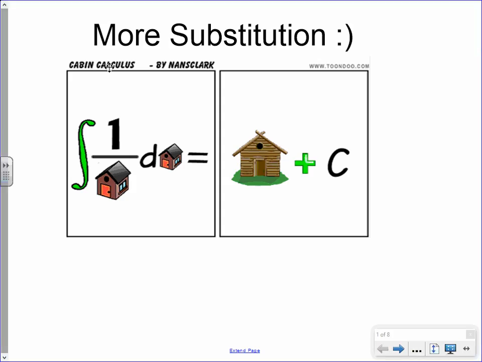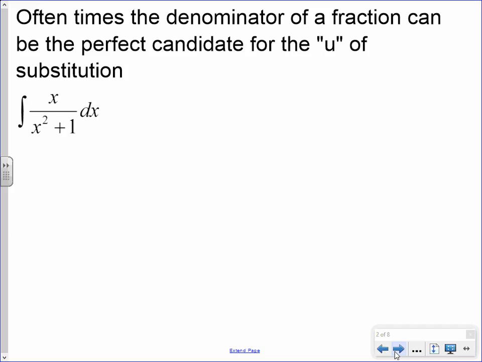Okay, so today we're going to see some substitutions that involve a lot of fractions. We're going to have to recall our natural log rule. Remember, if we have 1 over x, the antiderivative is the natural log plus c. See how this is like a house and this is a log. Okay, go ahead and write down this example.